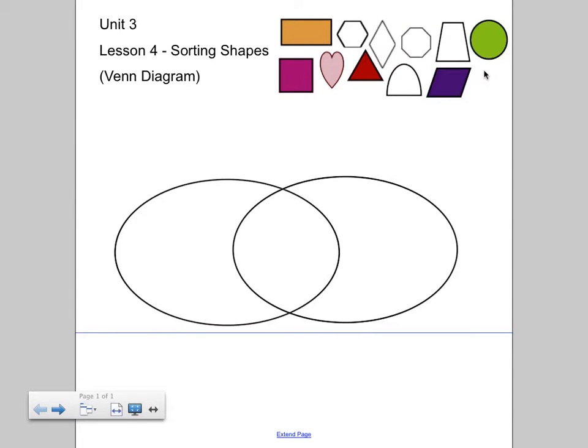I have a bunch of shapes up here. There's almost a dozen here. And what I have is a Venn diagram. A Venn diagram is a really great way to sort anything. We've seen this in language class a lot, but we can use it in mathematics, right?